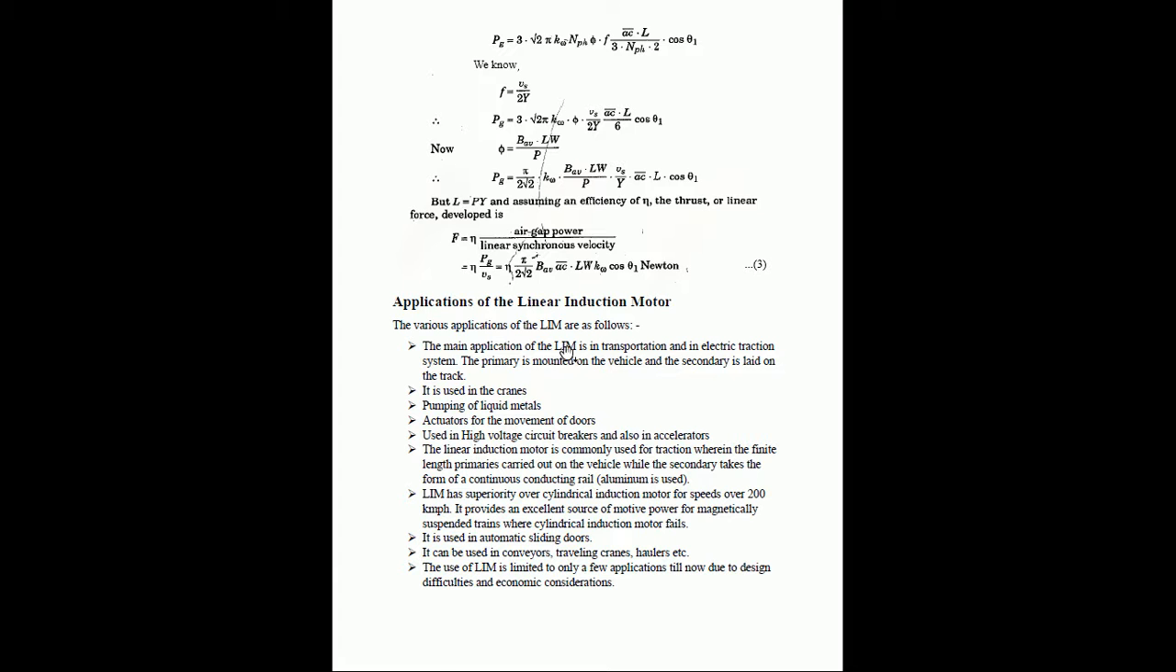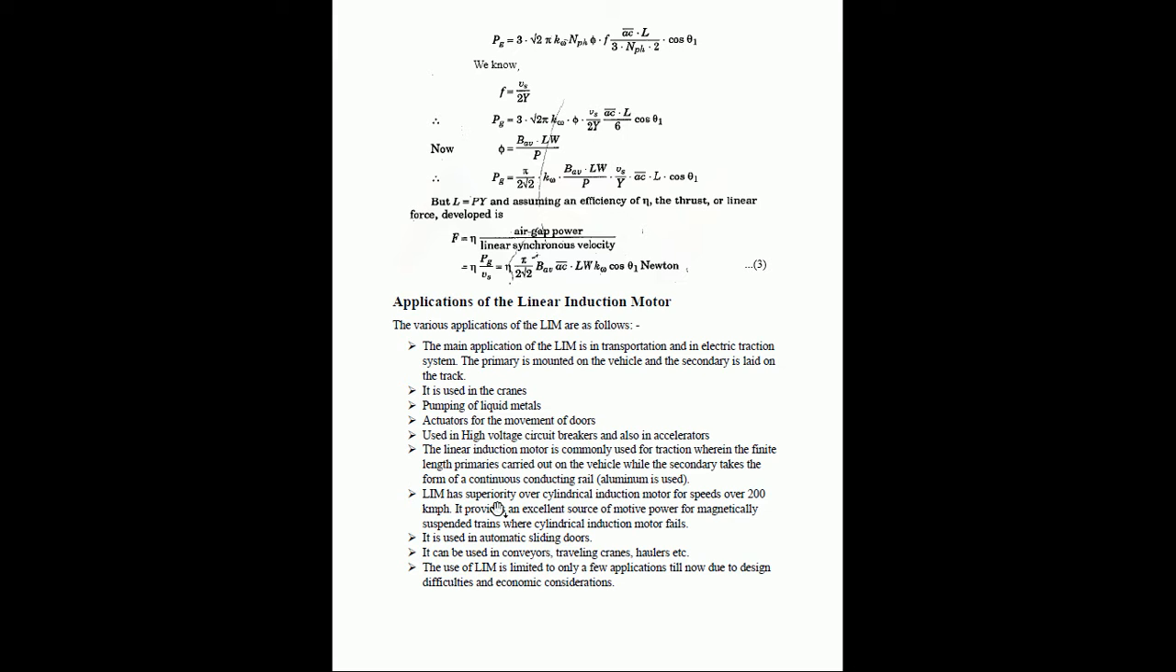Application of linear induction motor. The main application of the linear induction motor is in electric traction systems, where the primary is mounted on the vehicle and the secondary is laid on the track. It is used in cranes, pumping of liquid materials, actuators for the movement of doors, high voltage circuit breakers, and in accelerometers. The linear induction motor is commonly used for traction where the finite length primary is carried on the vehicle, while the secondary is taken from the continuous conducting rail.